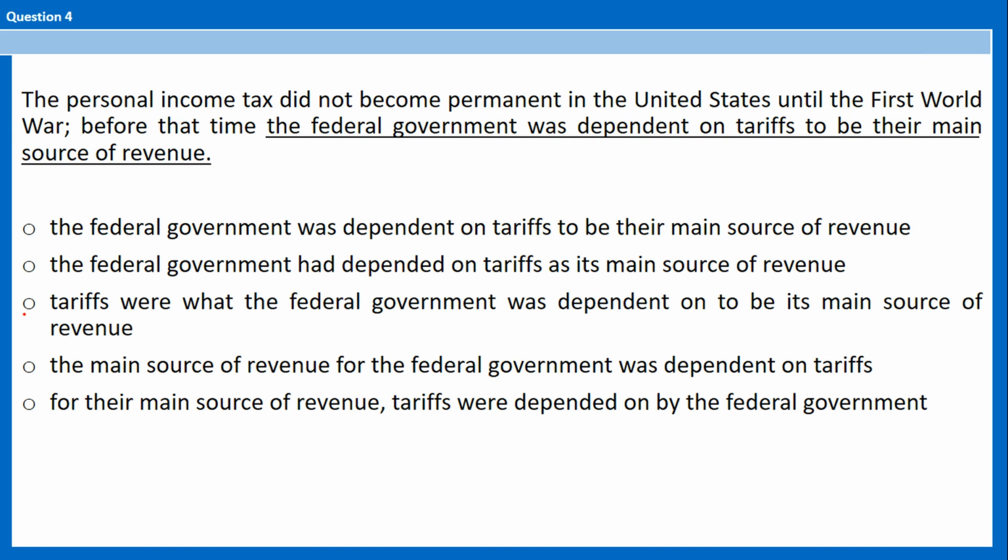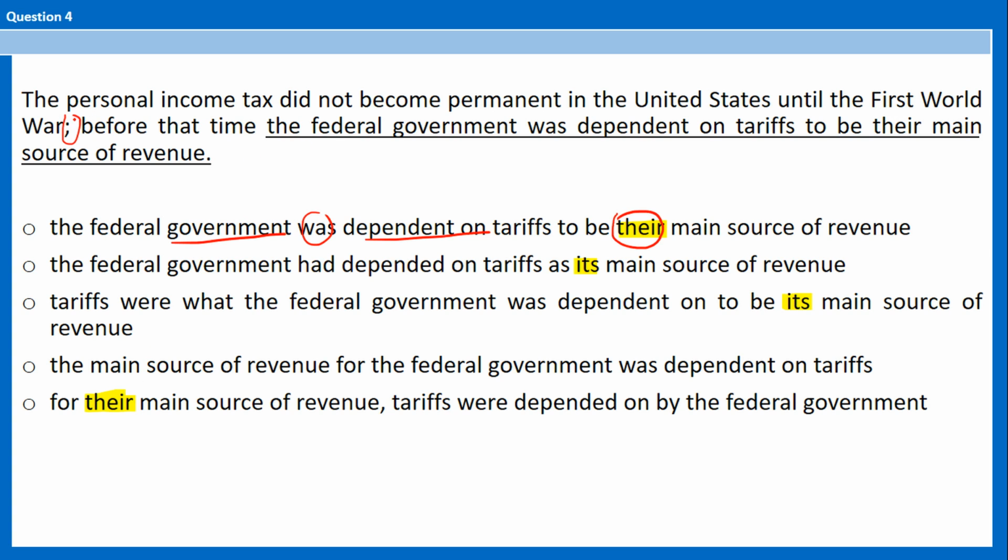Question number 4. Before that time, the federal government, so the government, was dependent on tariffs to be their main source of revenue. Okay, so be careful with the split between their and its. In 4 you don't have a pronoun. Their in the last one. So who are their or its? Well, I'm talking about the government, right?